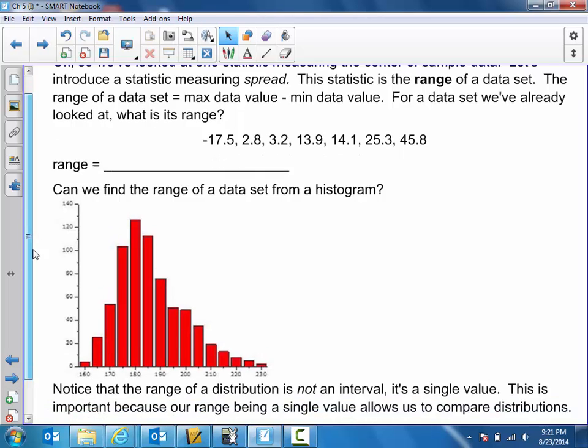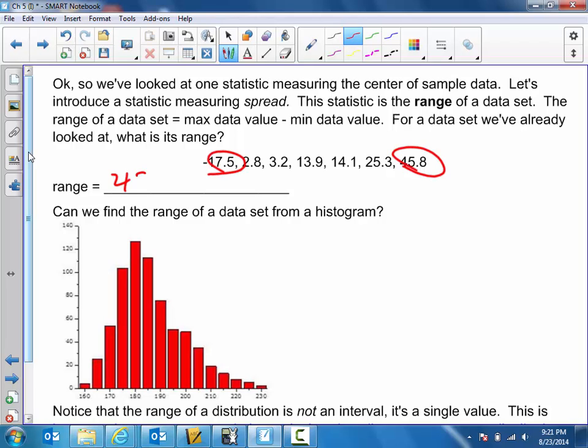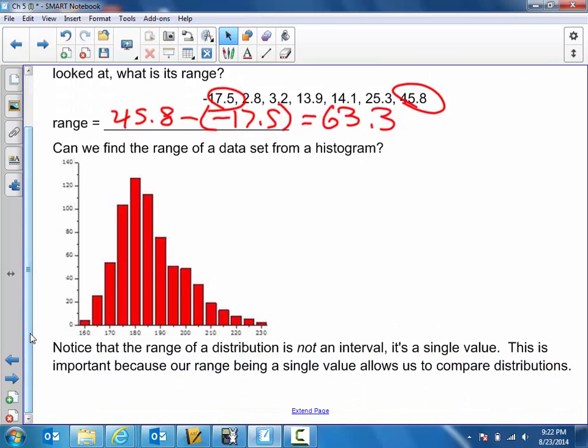Alright, second thing here, range. We've talked a little bit about how to find the range for a histogram, but we've not necessarily seen that for a set of data. Hopefully this is intuitive enough; I would be surprised if this is a system shock to anyone. The range is just a simple difference between high and low. For your data set, 45.8 minus negative 17.5: add 20, 60.8, subtract 2.5, you get 63.3.